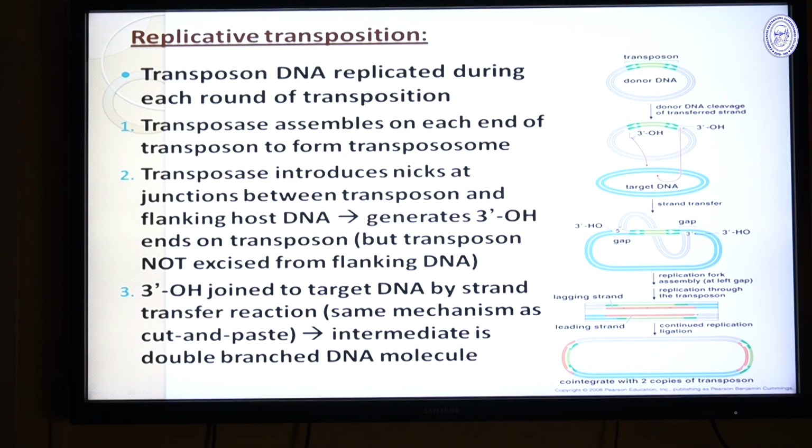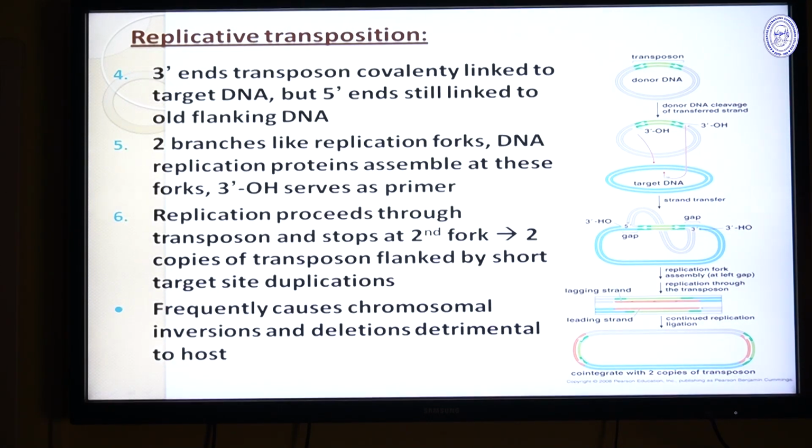And with this 3' OH, it is actually attacking the target DNA, and thus it is getting attached and forming a complex which we call a co-integrate. Now, this 3' OH is joined to the target DNA by a strand transfer reaction, and after this, the same process happens that happened in the replicative mode or the replication cycle, and on replication the transposon gets replicated or doubled, and this comes up to the last diagram, where the co-integrate with two copies of the transposon is formed.